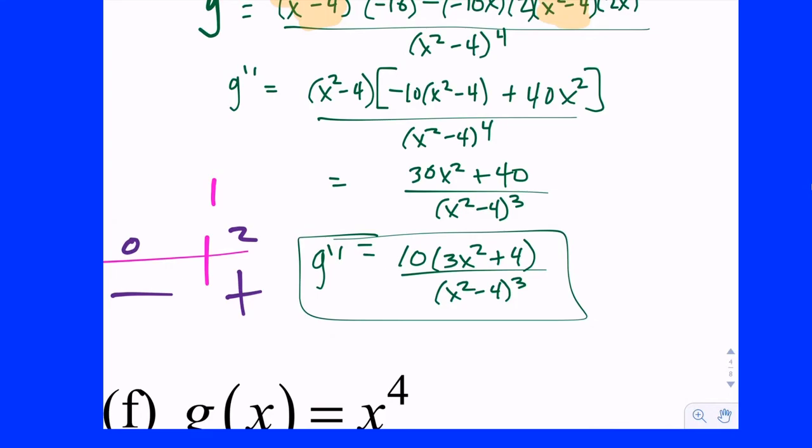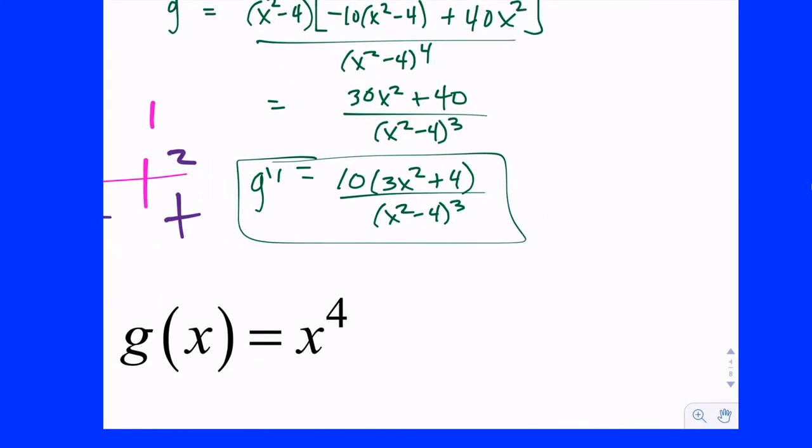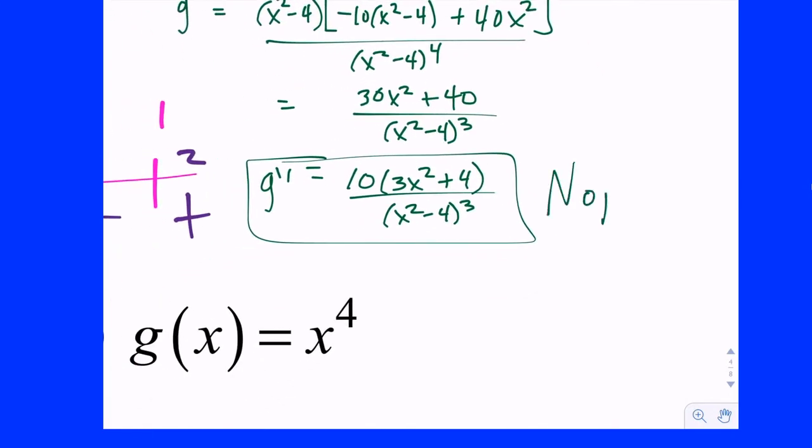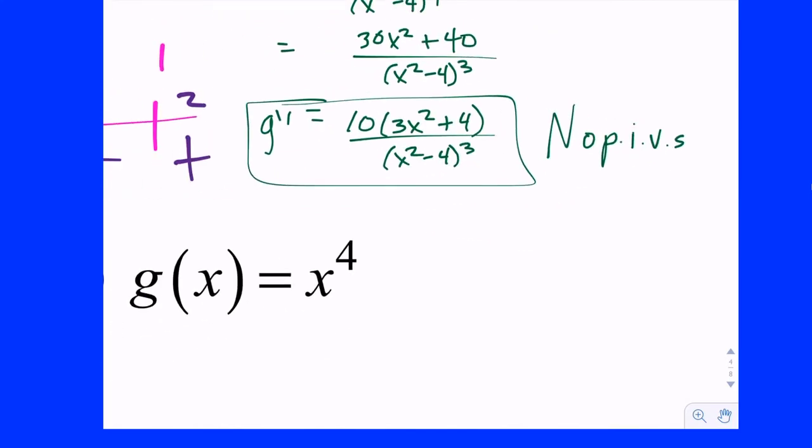Because that's when G double prime is undefined. Well, that's plus or minus 2. Are those PIVs? No, we already said they're VAs, so they're in the chart. So all that hard work to get down to here just to see that there are no PIVs. Well, if there's no PIVs, are there any IVs? No, you got to have the PIVs before you can have the IVs, right? You got to have the PIVs before you can remove the P. So there's no inflection values.